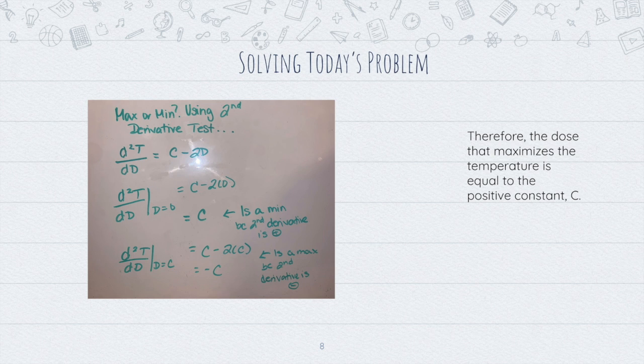So our second derivative is greater than 0, so this is a min. And our second derivative at point C is equal to negative C, so this is a max. This is the value that we're looking for. This test lets us know that the dose that maximizes the temperature is the positive constant C.